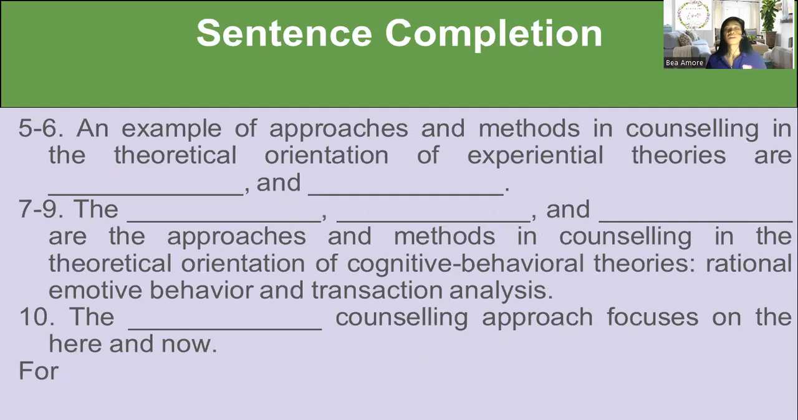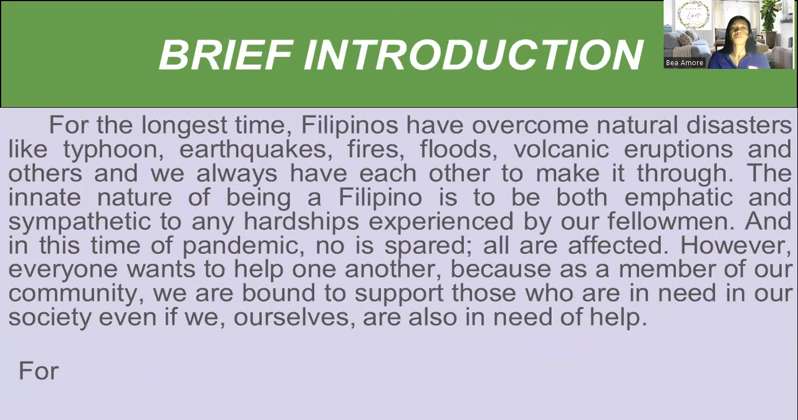and blank. So this is just a review. Seven to nine, the blank, blank, and blank are the approaches and methods in counseling in the theoretical orientation of cognitive behavioral theories: rational emotive behavior, transactional analysis. Number ten, the blank counseling approach focuses on the here and now.